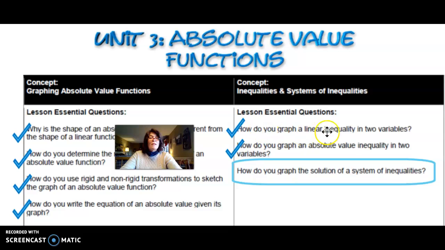We just did inequalities. This is what we did. This is our new concept, which is the last concept. How do you graph a linear inequality in two variables? We did that with the shading. Now what we're going to do is graph the solution to a system of inequalities. Okay, we did the linear inequality, we did the absolute value inequality, and now we're moving to a system. So just a little preview of what all we've learned so far in this unit 3. And this is the very last thing, as you see. How do you graph the solution of a system of inequalities?